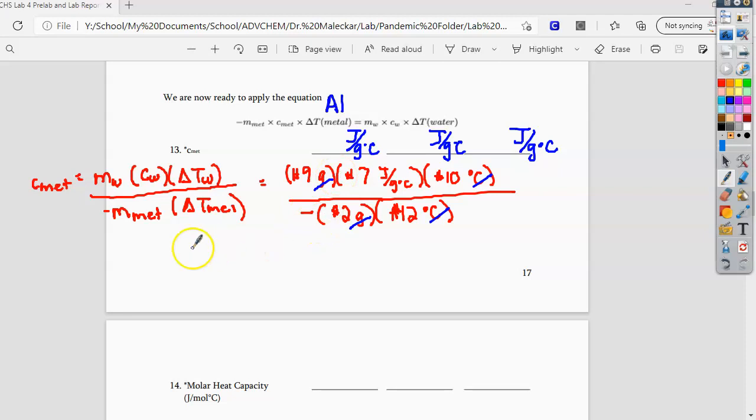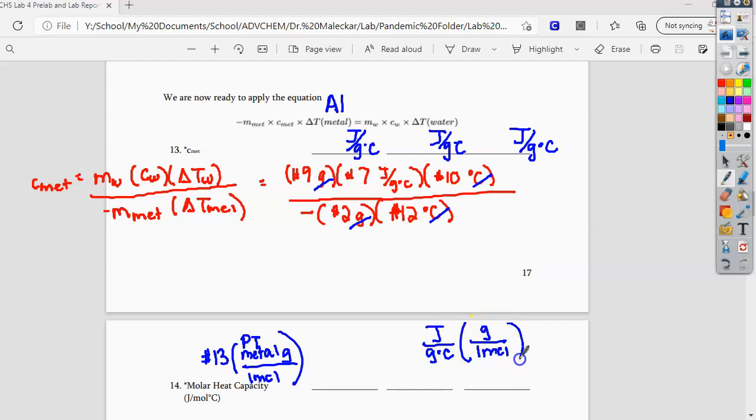Okay, and then the molar heat capacity, that's pretty easy. That's just going to be your number 13. You just have to get your units joules per mole degree Celsius, your periodic table metal gram over 1 mole. So your units are going to be joules per gram degree Celsius times grams over mole, and your grams cancel, and your new units are going to be joules per degree Celsius mole. Make sure you put your units there. They're gonna crush you on units.